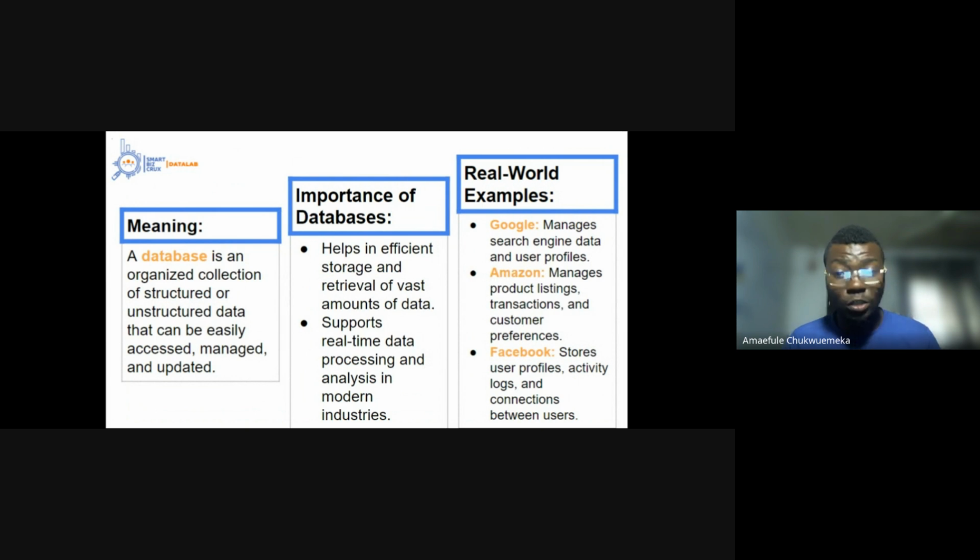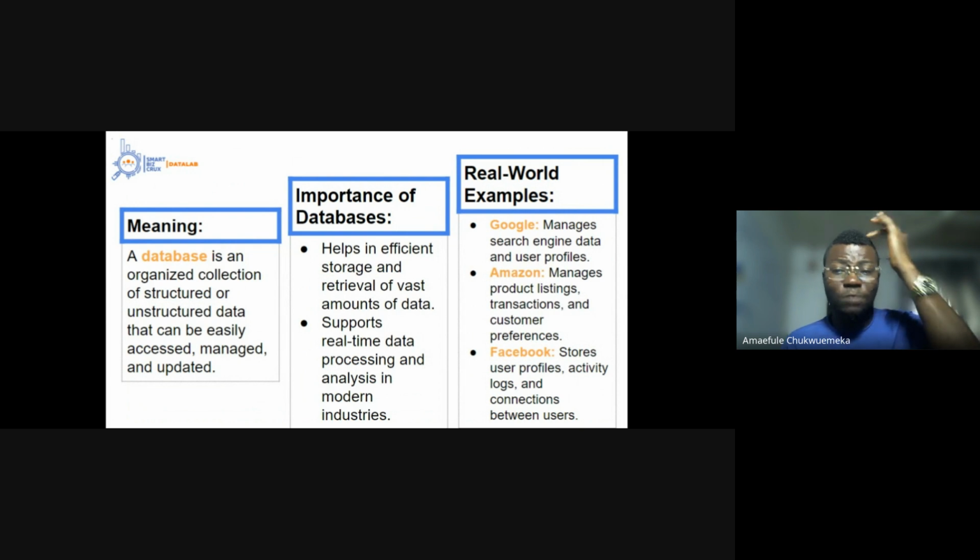Unstructured data is a text file, your notes. When you write a note and it just looks like spaces, line by line, that's unstructured data, because it cannot be arranged in rows and columns. Whether the data is structured or unstructured, a database collects all of that data so that we can access it and manage it. We can also update the database when new data is generated.